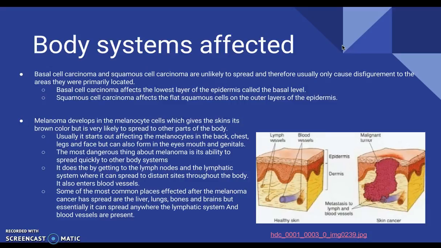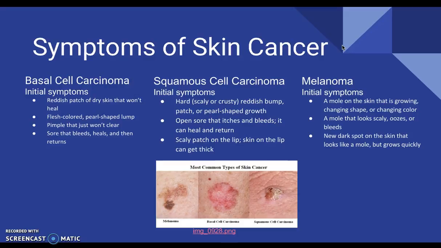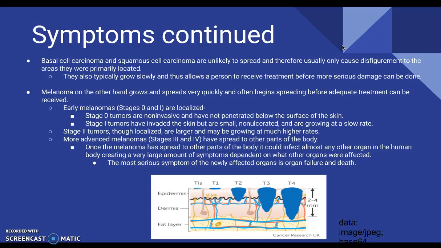And on the right, we have a picture of healthy skin, and how melanoma can go into the blood vessels and lymphatic system and spread throughout the body. Symptoms of skin cancer: basal cell carcinoma is more of a cancer under the skin. It's a reddish patch of skin that won't heal. Squamous cell is more of a crusty, hard, open sore on the surface, while melanoma is more of a mole that's growing, changing shape and color on the surface, and you can kind of tell it's not a healthy mole because of its irregular shape.